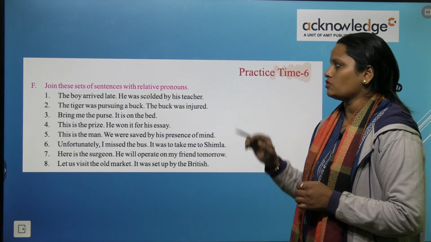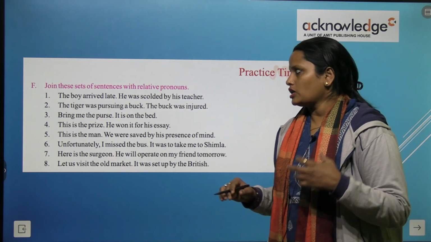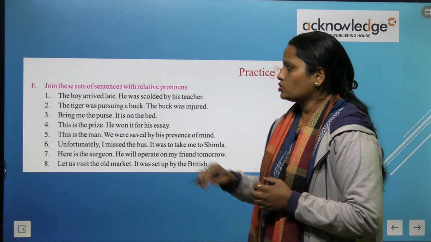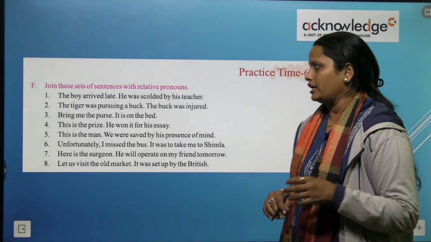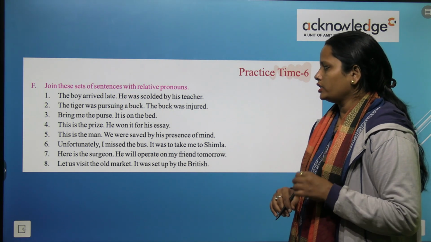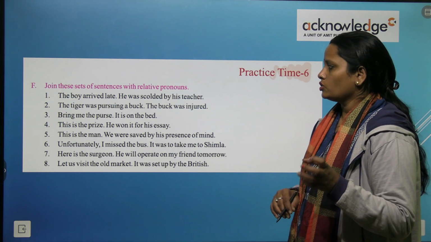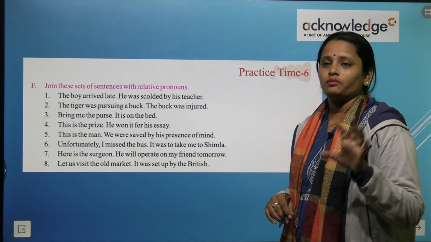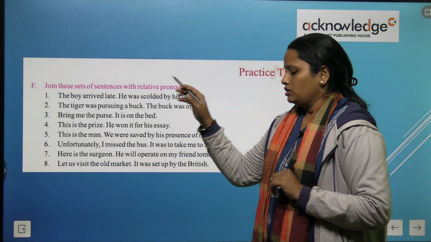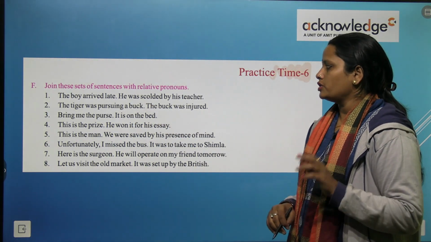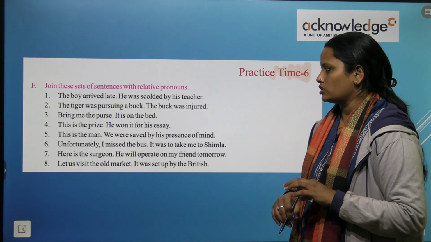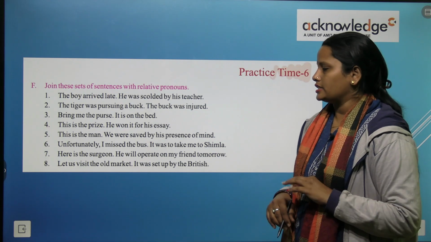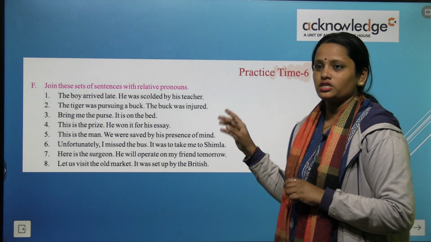Now join these set of sentences with relative pronoun. So यहाँ पे कुछ sentence के set दिए गए हैं. We have to join them with relative pronoun. So here the first sentence is the boy arrived late. He was scolded by his teacher. So here the sentence will be the boy who arrived late was scolded by his teacher. Next is the tiger was pursuing a buck. The buck was injured. The tiger was pursuing a buck which was injured.